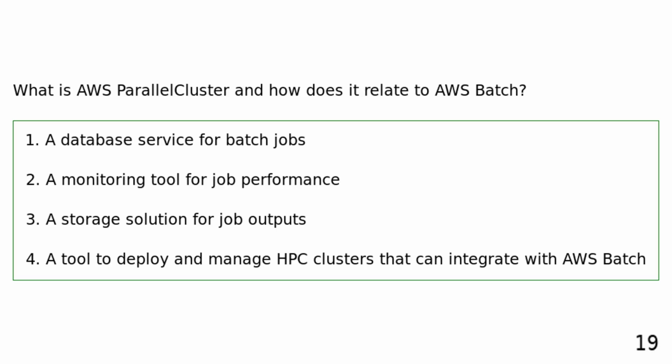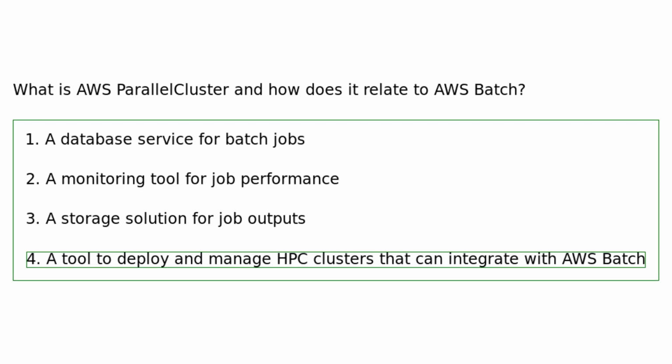What is AWS Parallel Cluster and how does it relate to AWS Batch? A database service for batch jobs. A monitoring tool for job performance. A storage solution for job outputs. A tool to deploy and manage HPC clusters that can integrate with AWS Batch. AWS Parallel Cluster is a tool for deploying and managing HPC clusters on AWS, which can integrate with AWS Batch to handle job submissions and executions in an HPC environment.